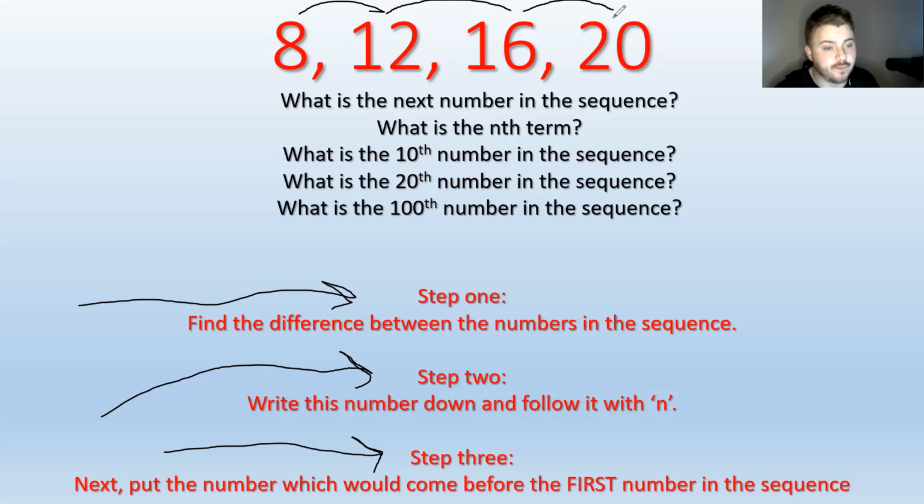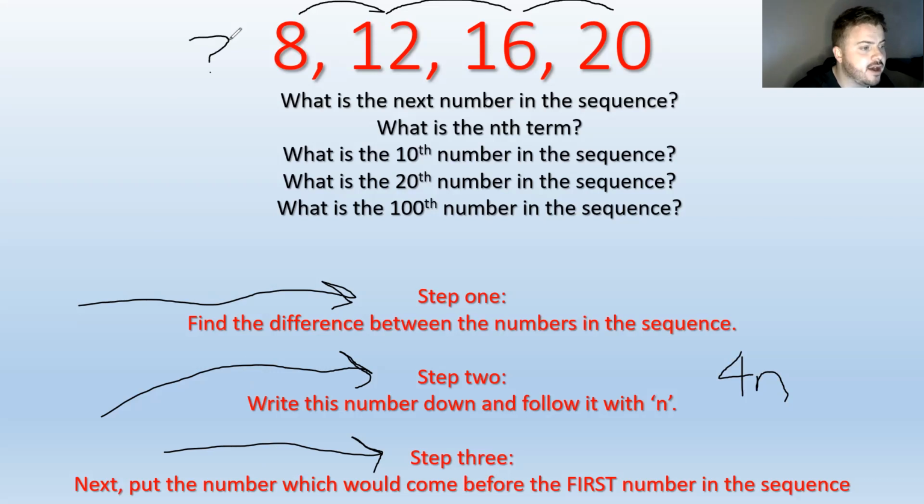The difference is 4. Step 2 is write that number down. So 4 is a number I need to write down. And then follow it with an n. That step's very, very straightforward. It's hardly even a step. I'm just writing the number that I already worked out, followed by n. Very straightforward. And then the final step is put the number that belongs here.